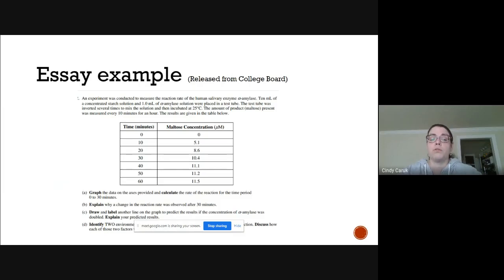You have to draw, label another line. You're making a prediction there. You have to explain why you made that prediction in scientific terms. And then you have to do some identification and explain those as well, discuss that. Remember, you want to focus on those task words. I gave those to you, but if you lost that, it's also in the curriculum exam description, which is publicly available for you.